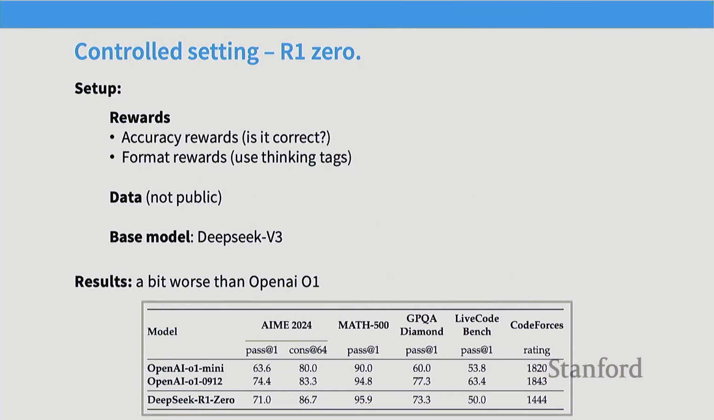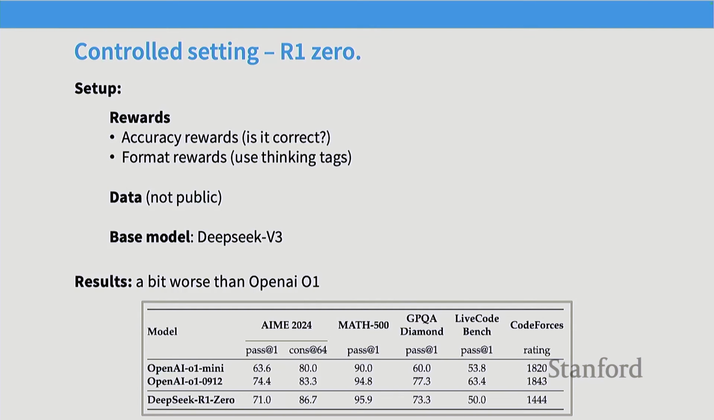So I'll walk through all the different pieces of R1. I'll start with R1-Zero, which I think of as the controlled setting. R1-Zero is a very pure form of RL learning. It basically takes the model that is pre-trained plus mid-trained before doing any RLHF or instruction tuning, and then throws it into the math RL loop. And then they try to find out how well that does.